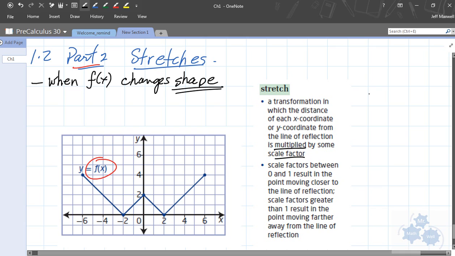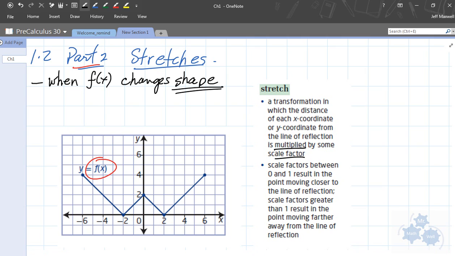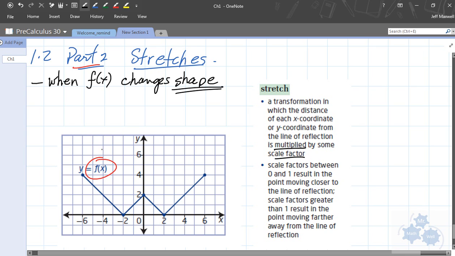With reflections, the function, no matter what it was, if it's a parabola or something strange, it just flipped. It was the same shape. It just changed orientation, right? Upside down, left, right, whatever it was. So now, with stretches, we're talking about how we manipulate a function in order to change its shape. And that's what we're going to do.